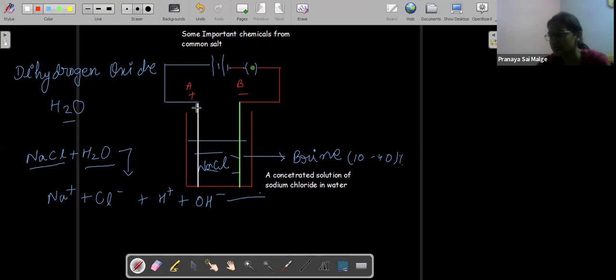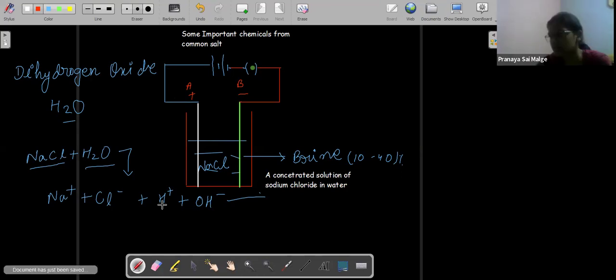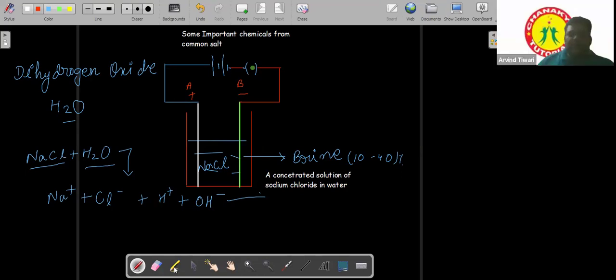Na plus and H plus. So these two should be moving towards the negative terminal of the battery. In the solution, you have four types of ions. Let's say inside the solution you have Na plus, Cl minus, H plus, and also hydroxide ions.